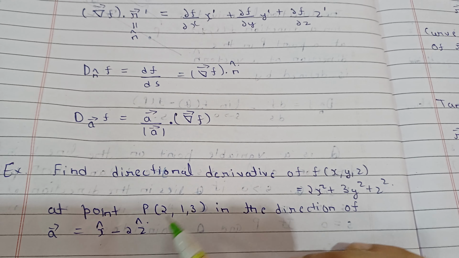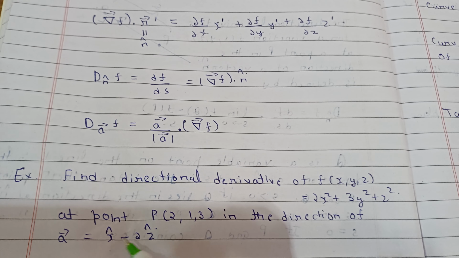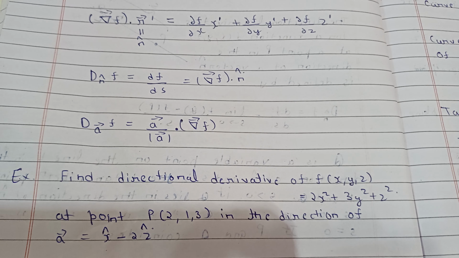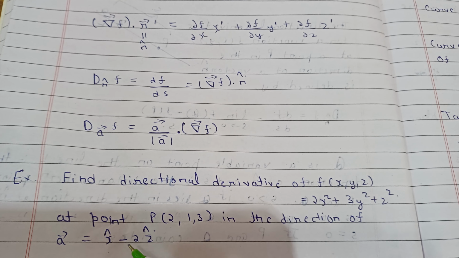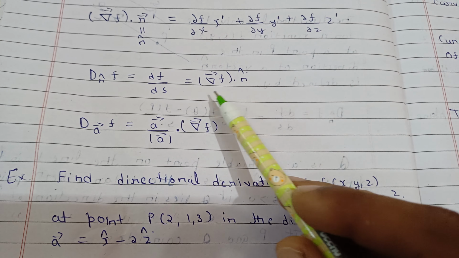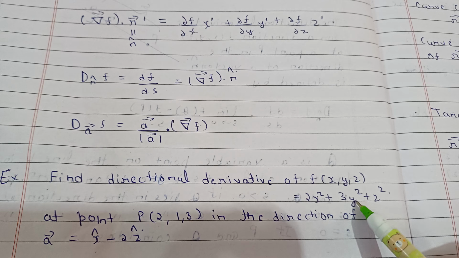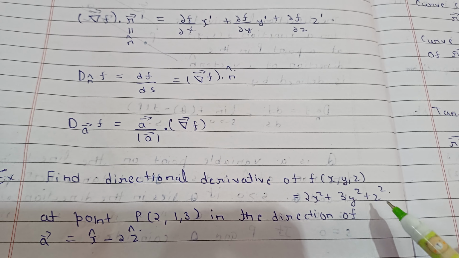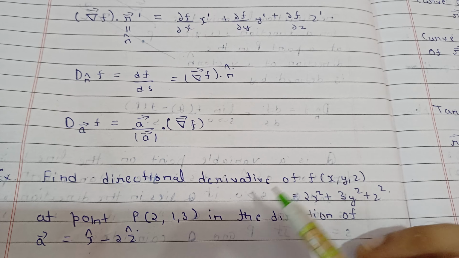So let's see. So direction is this, so we need to find a unit vector in this direction. So it will be a divided by its magnitude. So it will be under root 1 plus 4, it will be under root 5. So 1 upon root 5, minus 2 upon root 5 here. So this will give you n cap. Now you need to find the gradient of f. So gradient of f will be 4x plus 6y, and this will be 2z. So let's see the gradient of f.